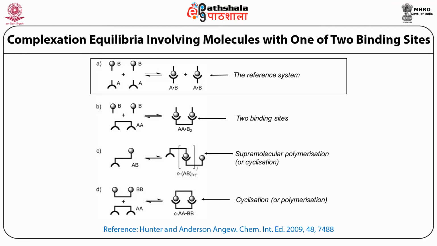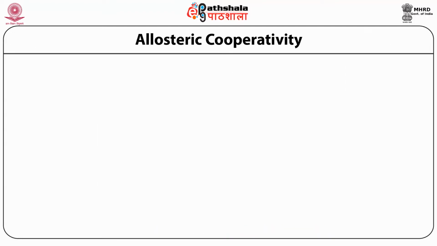Now in case D, the receptor has two binding sites, and the ligand also has two binding sites, and that can ideally form a cyclized product. Under some conditions, it may also give a polymerized product. Those scenarios can be understood in a better way when we take up an example.